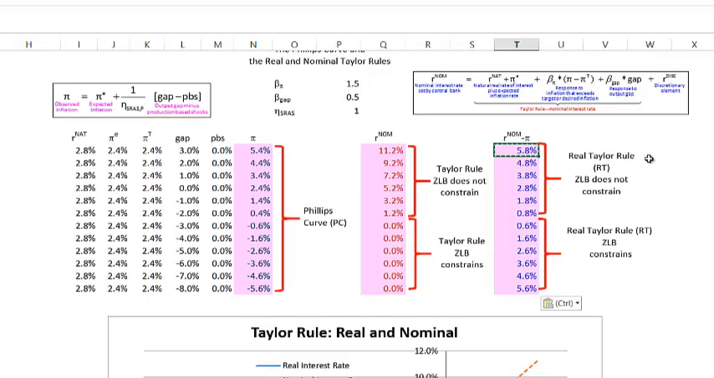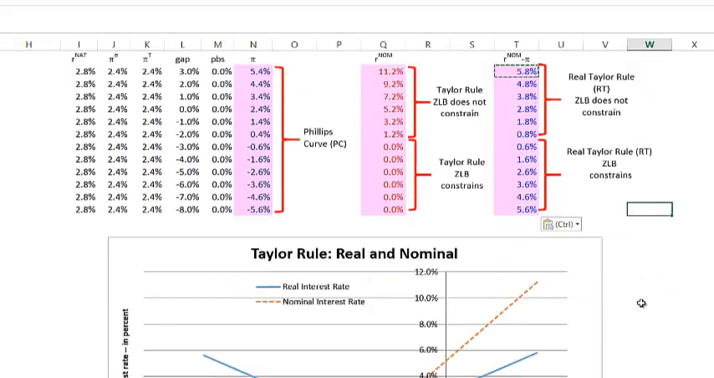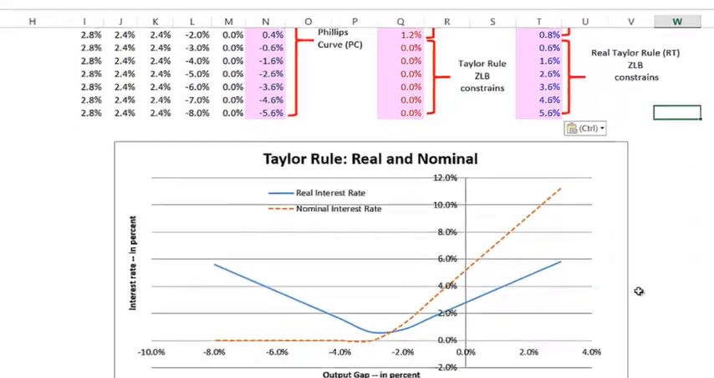As we can see, the real interest rate goes down, down, down, down, down, and it keeps going down. But now notice this. Now that we're in zero lower bound territory, as the inflation rate continues to fall and it gets more negative, the real interest rate begins to rise. So now let's take a look and see how we've graphed this here.